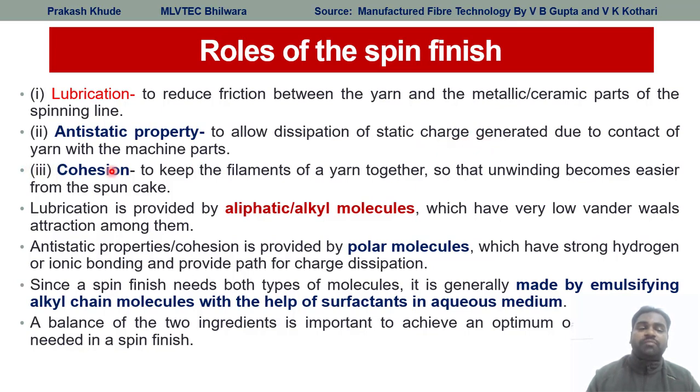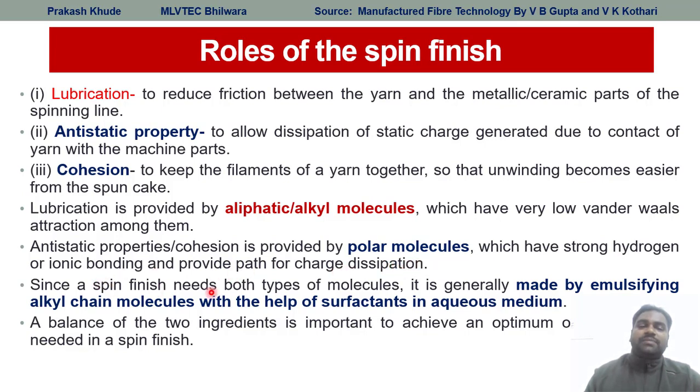At the same time, the third most important point is the cohesion between fibers. To keep the filaments together, there should be cohesion between all the filaments so that unwinding becomes easier. If you want to get all these three properties, what different molecules are necessary? Lubrication can be provided by aliphatic or alkyl molecules which have low van der Waals forces. Antistatic property and cohesion are provided by polar molecules which have strong hydrogen and ionic bonding, and that will provide the path for charge dissipation.